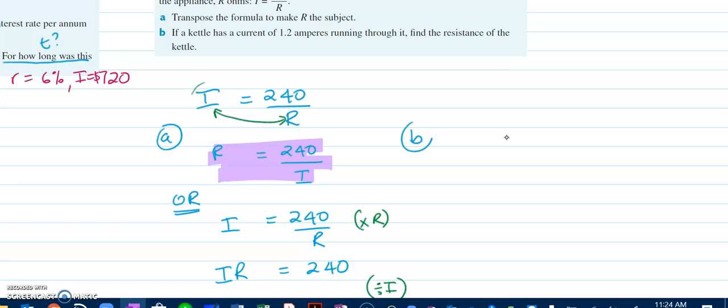Okay, then part B. Part B is asking us, if a kettle has a current of 1.2 amperes running through it, to find the resistance of the kettle. Because we have to find the resistance of the kettle, all we do is take the resistance formula, which is R is equal to 240 divided by I. Now, you could go with the original formula and substitute as well, but since the resistance formula is already there, all we do is take that and substitute our values.